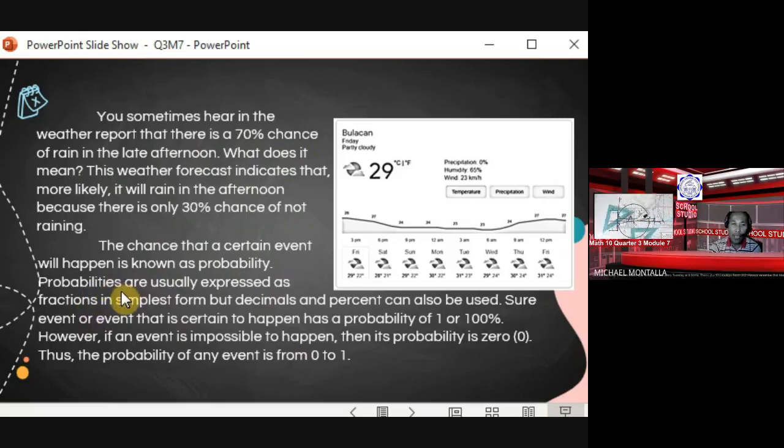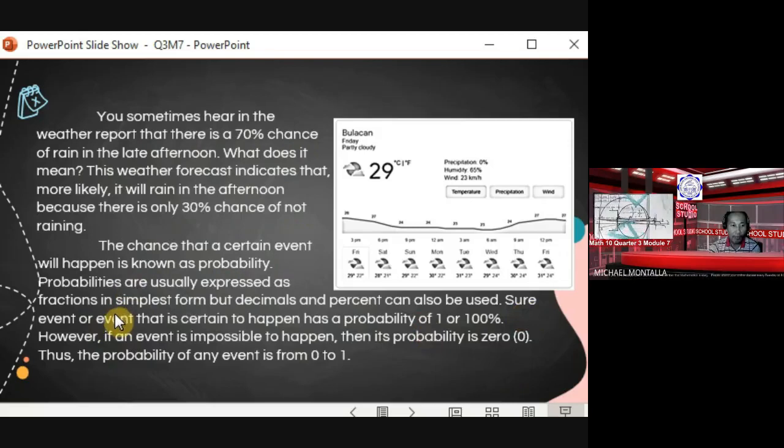And when we are talking about probability, it could be in fraction form, in simplest form, kailangan yung fraction mo naka-lowest term or simplest form, but it could also be written in decimal form and in percentage form. Did you get it? I hope so.